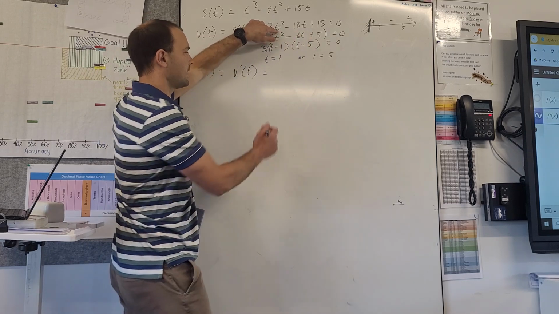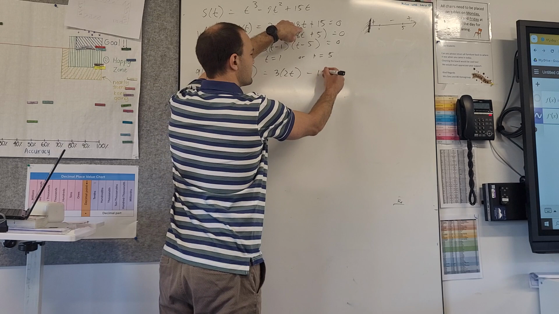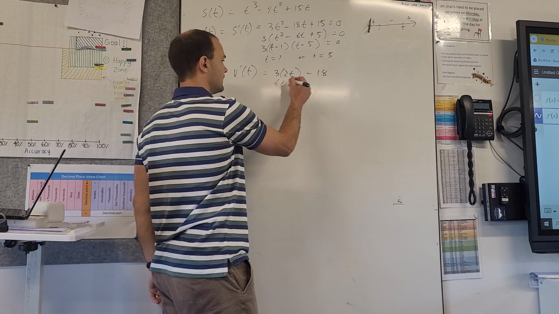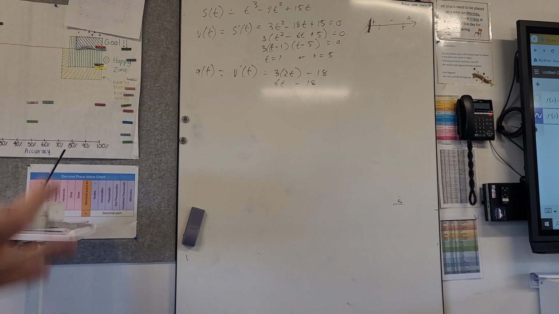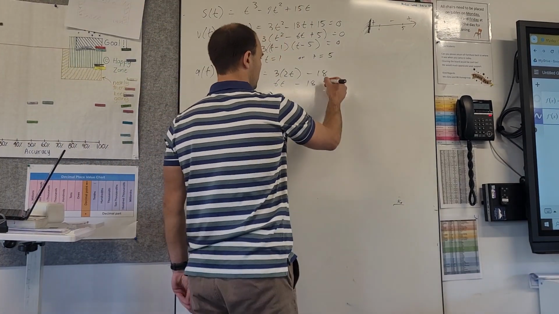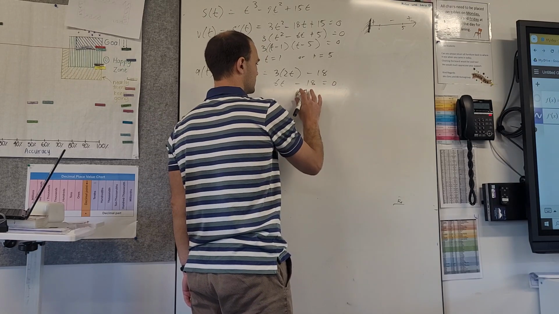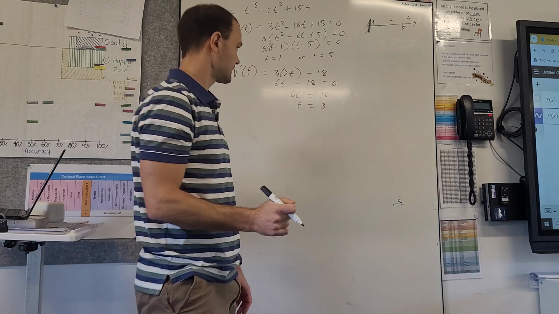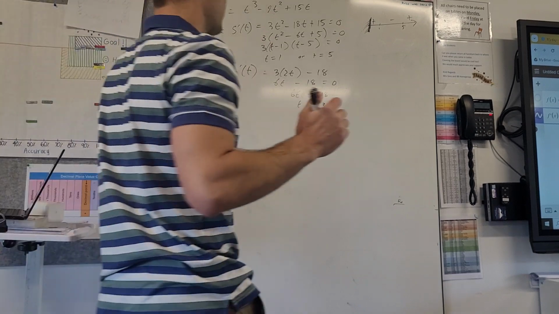So 3t squared would become 3 times 2t. 18t becomes 18, and the 15 disappears, right? So this is 6t, take 18. That's the acceleration function. Now for us to draw the sign diagram of the acceleration function, we need to know what's the root. When does it equal 0? So we'll have 6t is 18, and we'll have t is 3. Divide both sides by 6. All right. So the root on the acceleration sign diagram is 3.